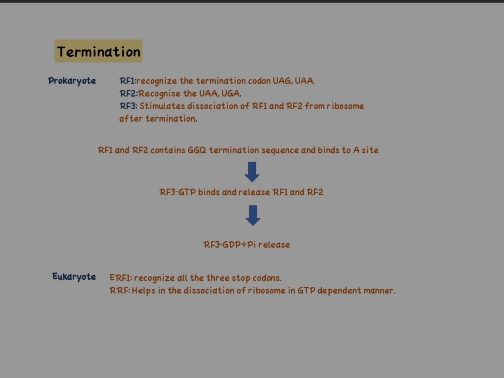In the case of eukaryotes, the factor which helps in the termination of translation is eRF1. It can recognize all three stop codons and can terminate the translation, but it cannot help in the dissociation of the ribosome. For the dissociation of the ribosome, RRF, or ribosome release factor, is needed. It dissociates the ribosome in a GTP-dependent manner. So this is the elongation and termination process of translation in eukaryotes and prokaryotes.